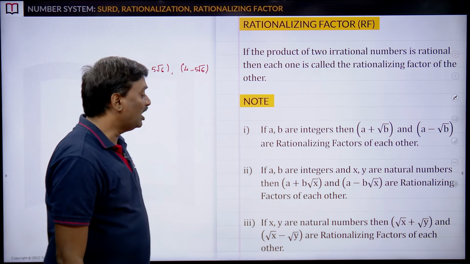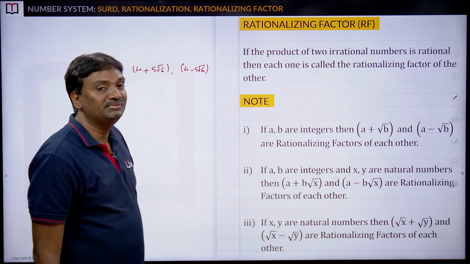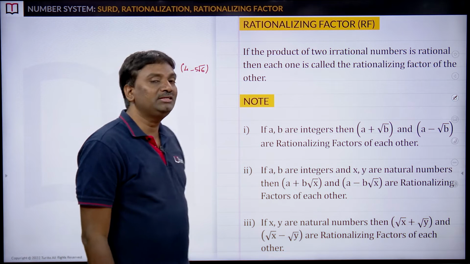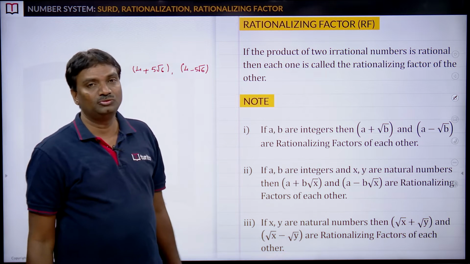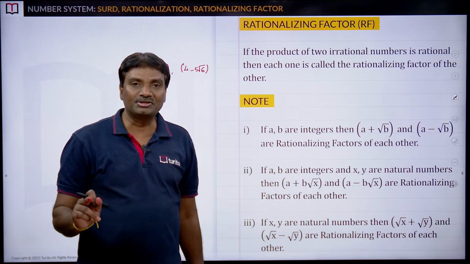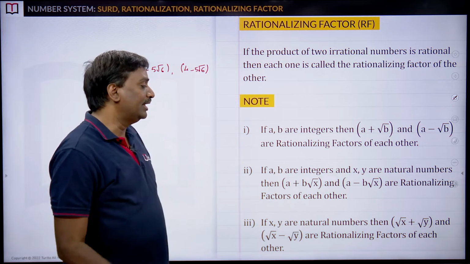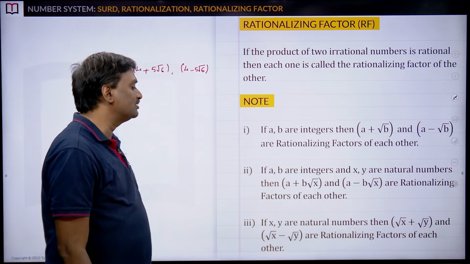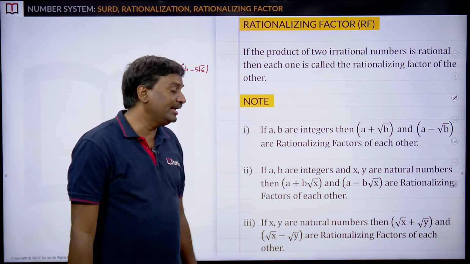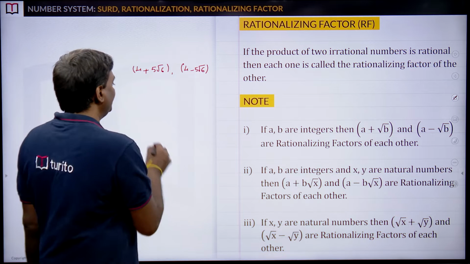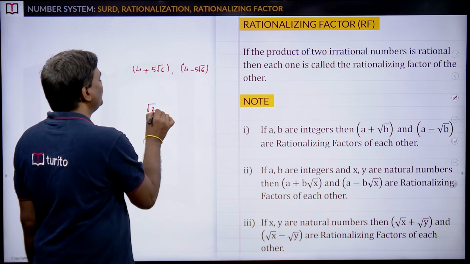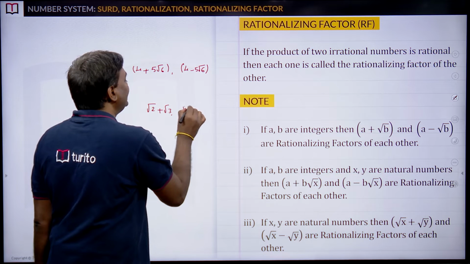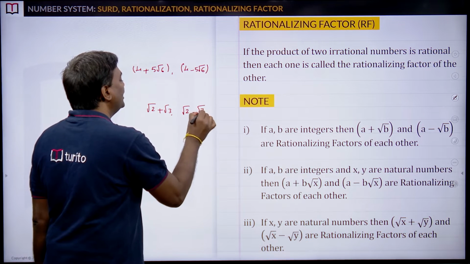Next, if x, y are natural numbers, then root x plus root y and root x minus root y are rationalizing factors of each other. So, if x and y are natural numbers, meaning 1, 2, 3, 4, 5 and so on, and we have numbers in the form of root x plus root y and root x minus root y, then we can say they are rationalizing factors of each other. Suppose the first number is root 2 plus root 3 and the second number is root 2 minus root 3.